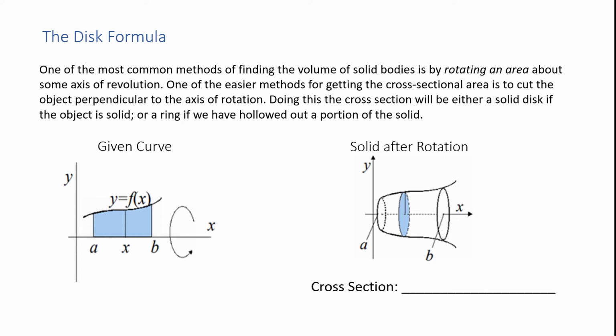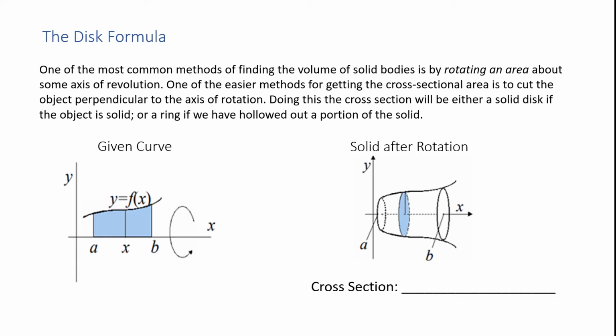The disk formula. One of the most common methods of finding the volume of solid bodies is by rotating an area about some axis of revolution. One of the easier methods for getting the cross-sectional area is to cut the object perpendicular to the axis of rotation. Doing this, the cross-section will be either a solid disk if the object is solid, or a ring if we have hollowed out a portion of the solid.